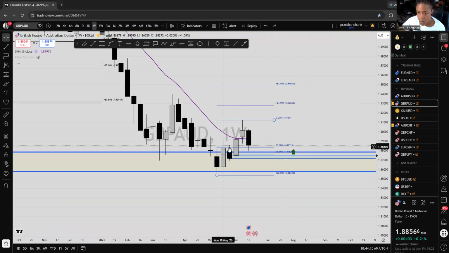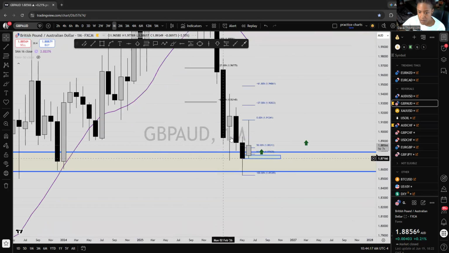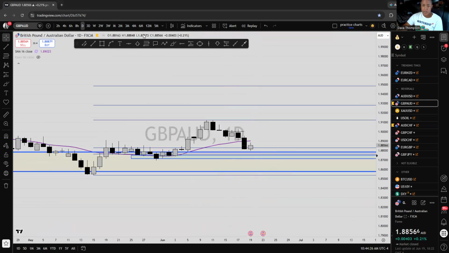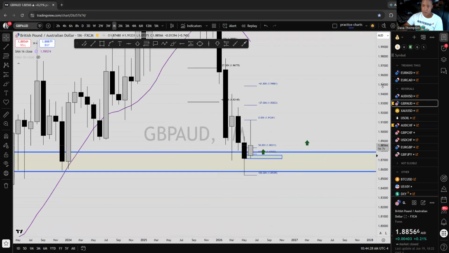So I have my weekly flow bullish. I have my monthly about to create either a bullish engulfing or a double bottom. Either way, more than likely, that's what's going to happen. But yeah, this is what I'm looking at, GBP AUD, for the moment.